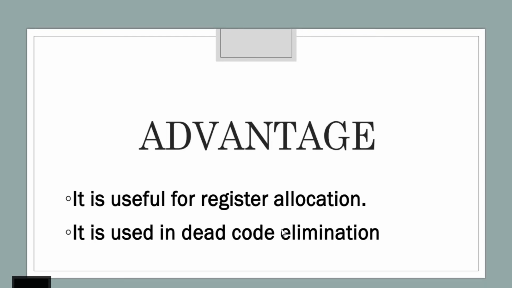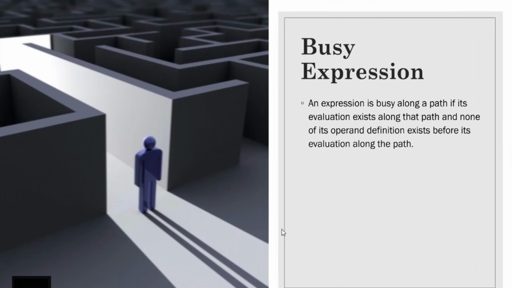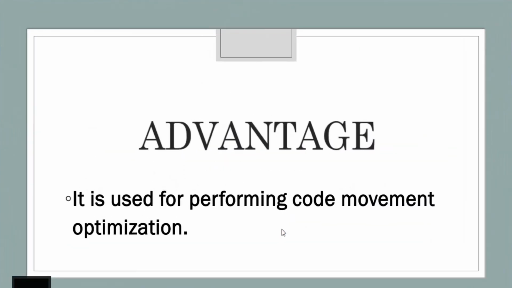Next, busy expression. An expression is busy along a path if its evaluation exists along the path, and none of its operand definitions exist before its evaluation along the path. That is called busy expression. All the operands present in an expression should remain unchanged throughout its evaluation, and none of the values of the operands should be changed in the middle. That is called busy expression. The advantage of busy expression is that it is used for performing code movement optimization.